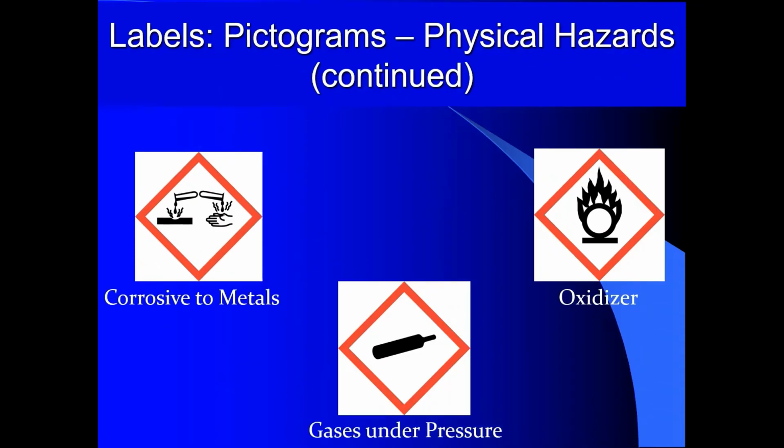Pictograms, physical hazards continued. Corrosive to metals, this one here, that's the pictogram for corrosive to metals. Gases under pressure, this pictogram, and oxidizer is this pictogram.